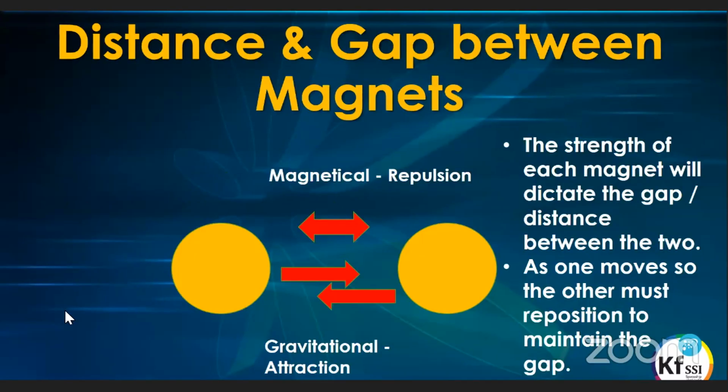So we showed the video of the 2 magnets last in part 1. When the magnets repel each other, we call that magnetical, and when magneticals attract each other, we call that gravitational. And it's the strength of each magnet that will dictate the gap that they keep between them. And as you saw, as one moves, the other one just repositions and maintains that distance.